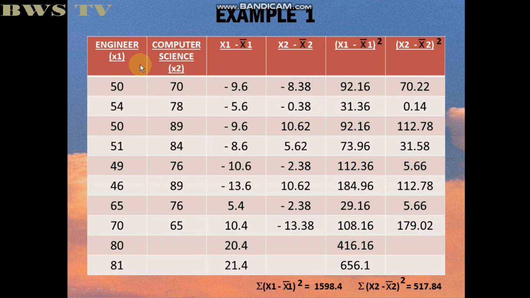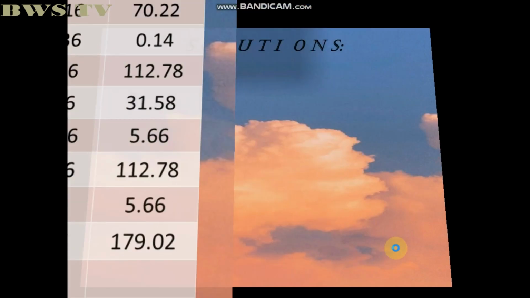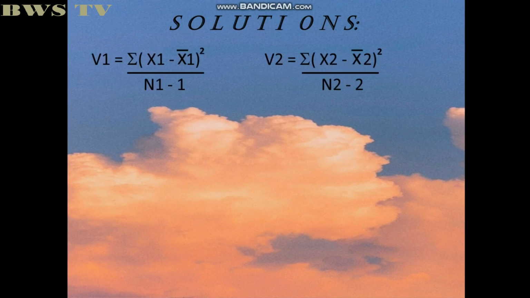After you square it, you will get the summation of it. The summation of (x1 minus mean 1) squared is 1,598.4, and the summation of (x2 minus mean 2) squared is 517.84. So these will be our solutions.